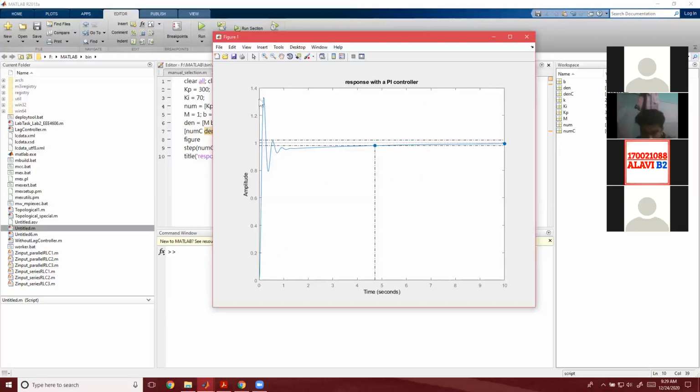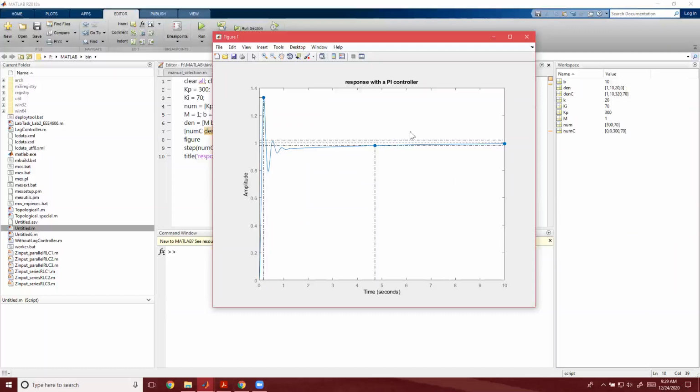Okay, and also the overshoot, as you can see, has increased. So those are the two drawbacks. It's almost 33%. That's a lot of overshoot. Okay, so that's what happens when we insert an integral controller. Any questions?